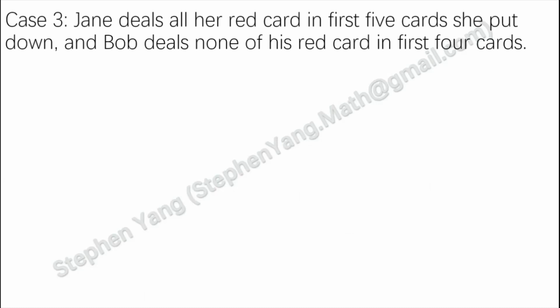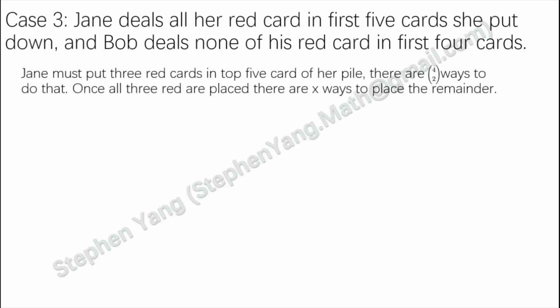So Jane deals all her red cards in the first 5 cards that she puts down, and Bob deals none of his red cards in the first 4 cards. And Jane must put 3 red cards in the top 5 cards of her pile. And once again, if the 5th card is not red, then it will become either case 1 or case 2. Then it's not case 3. And so the 5th card must be red. And once this red is placed, there will be 4 choose 2 ways to place the other 2 reds. And so there will be 4 choose 2 ways to place the reds. And once all 3 reds are placed, there will be x ways to place the remainder.